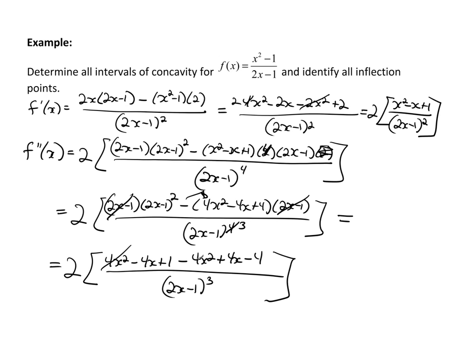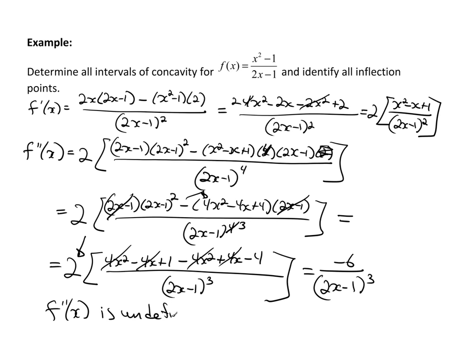Okay, this will go away. This will go away. And this will give me a negative 3. So I end up with a negative 6 because of this 2. Negative 6 over 2x minus 1 cubed. That's my second derivative. Now, my second derivative has one value that makes this undefined. The second derivative is never 0, but it is undefined at x equals 1/2. So that's going to give me a candidate for an inflection point.